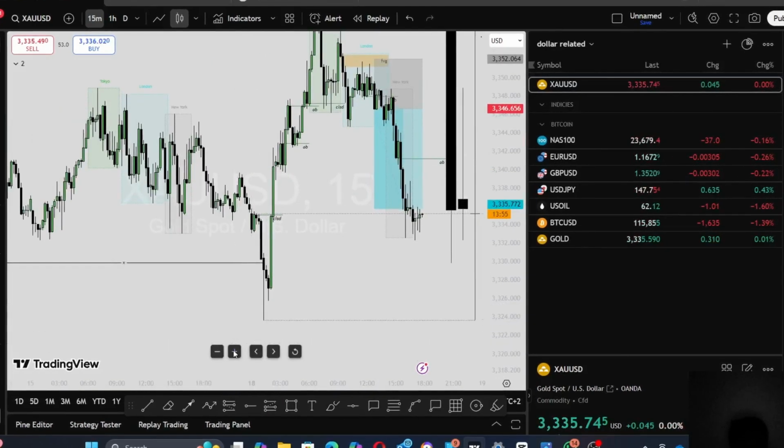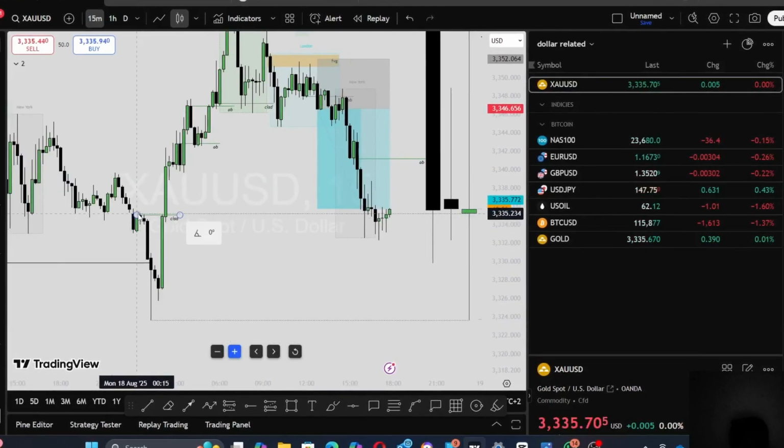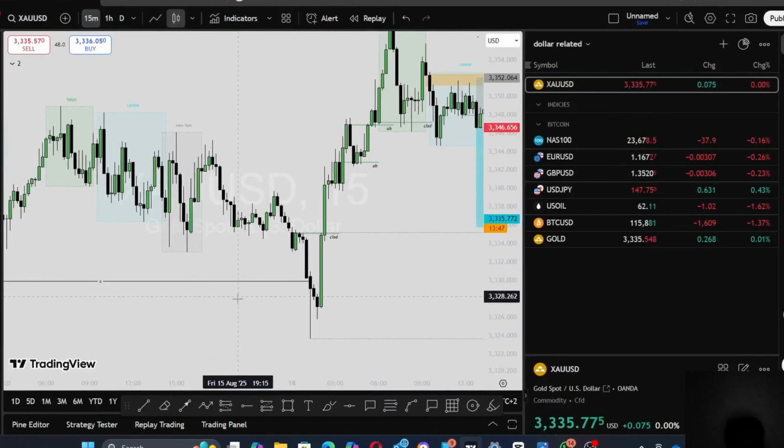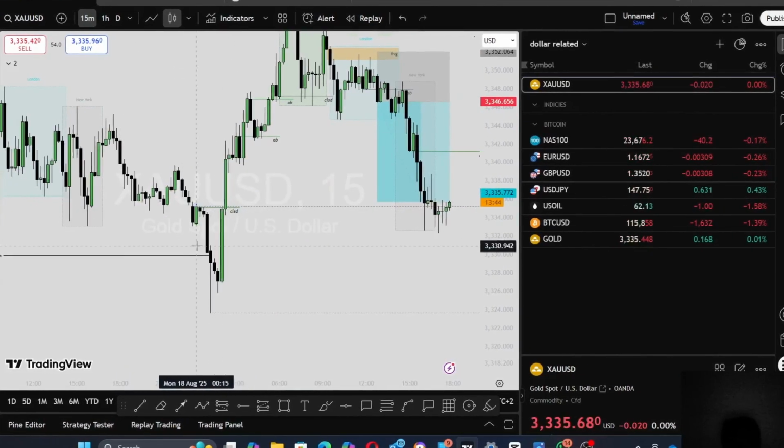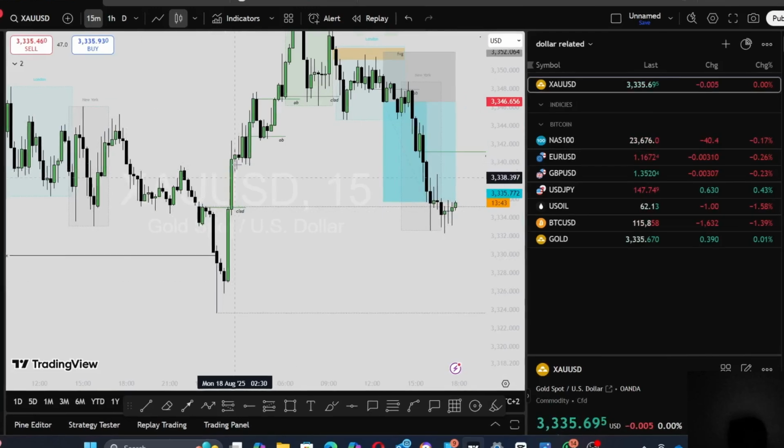After manipulating, it created the change in the state of delivery right about here, which is the high that was responsible for the manipulation of this low, which is this high right about here. So the market came above and closed above.